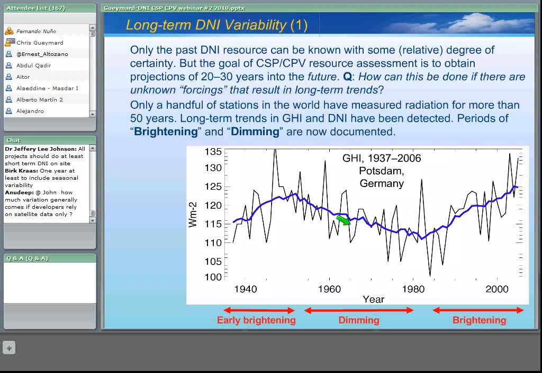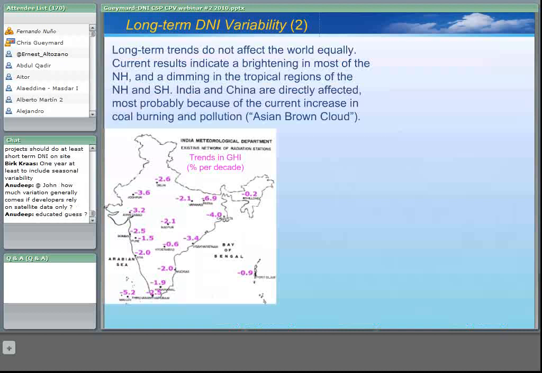So one question is, will this brightening continue over the next 20 years or so, or will it go again to a dimming phase? We are not really sure yet. So these long-term trends do not affect the world equally. Here we have some data on the dimming that occurs currently in India, for example. You have numbers in percent per decade, which means 10 years. So it can be from, let's say, -1% to -7%, depending on location, per decade. And possibly the trend in DNI can be larger than this.